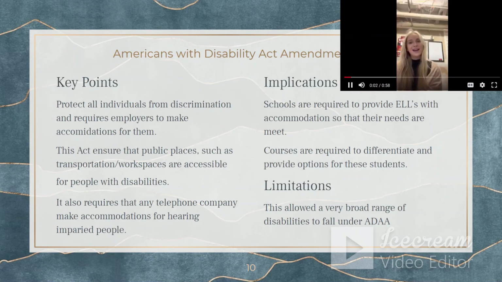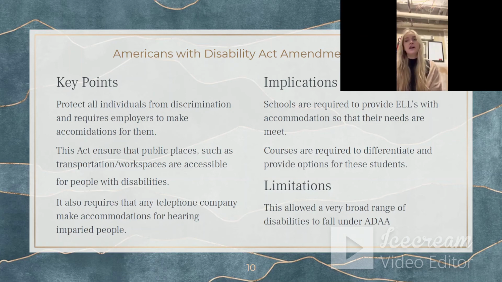Americans with Disabilities Act, Amendment 2008. It was made to protect all individuals from discrimination and requires employers to make accommodations for them. This act ensures that public spaces such as transportation or workspaces or public parks are accessible to everyone with disabilities. It also requires that any telephone company make accommodations for people who are hearing impaired or speaking impaired or any kind of impairment that involves a telephone.